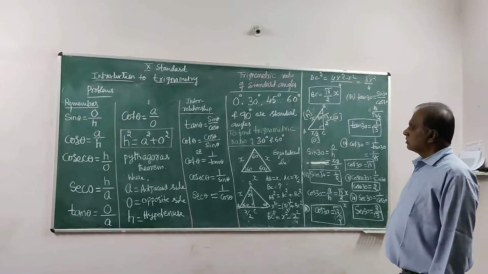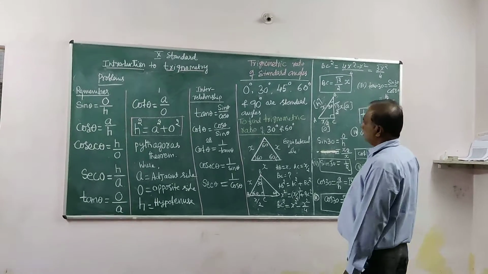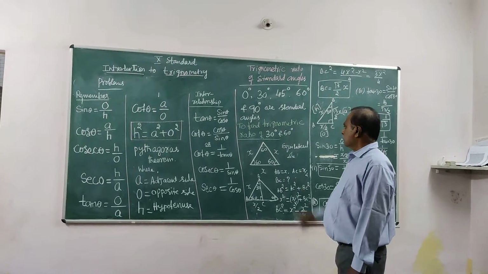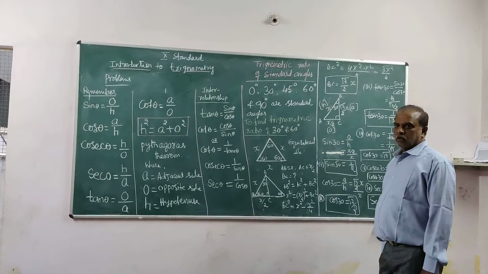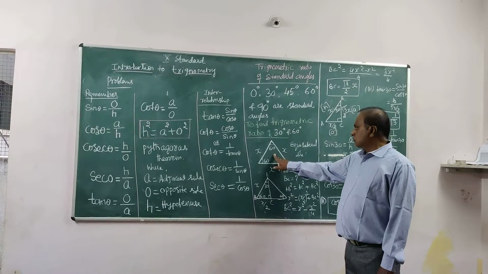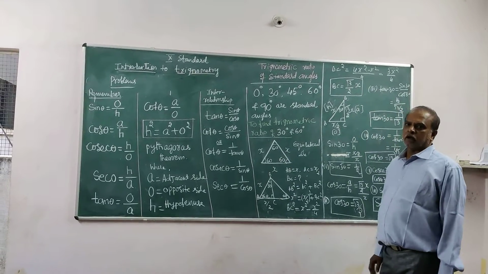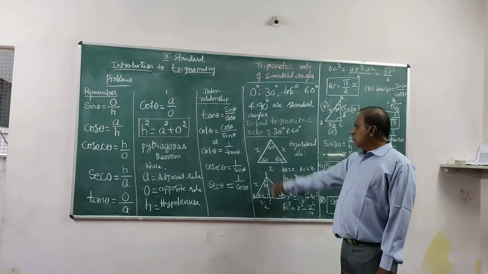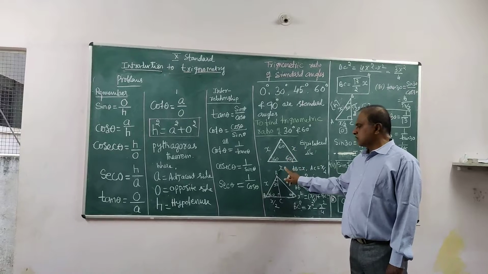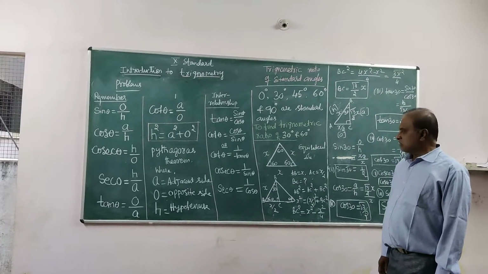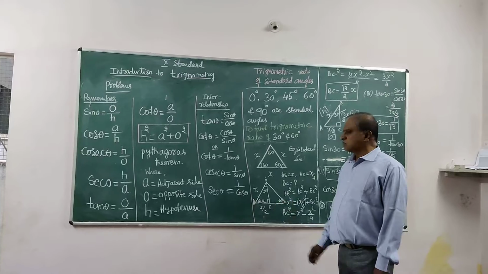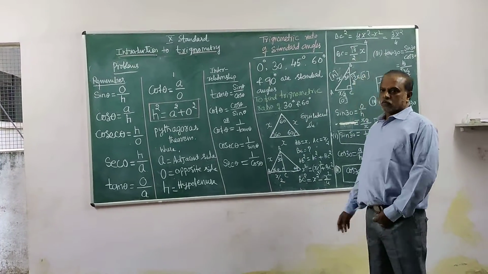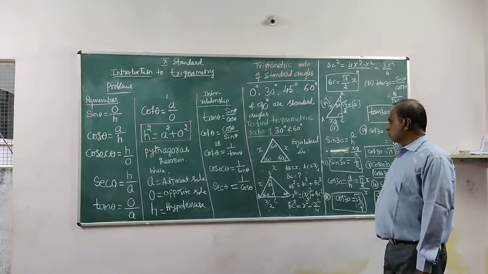Let us evaluate the trigonometric ratios of 30 degree and 60 degree. For this evaluation, we need this triangle. This triangle is called an equilateral triangle. All sides are equal. If this side is x, this side is x, this side is x. If all sides are equal, all the angles are equal. This is 60, 60, 60. Total is 180.